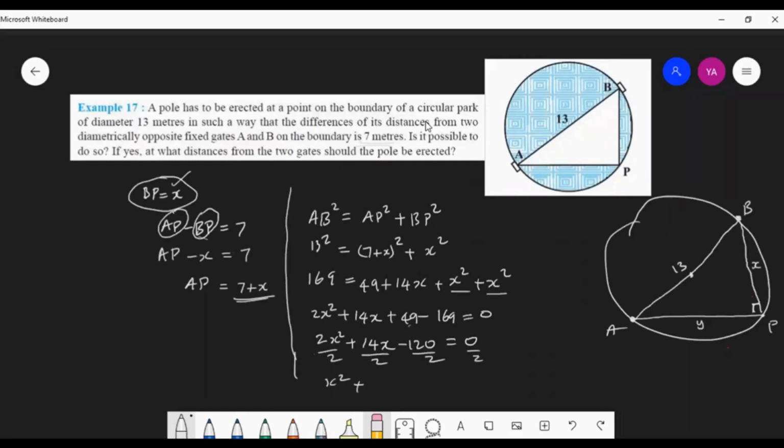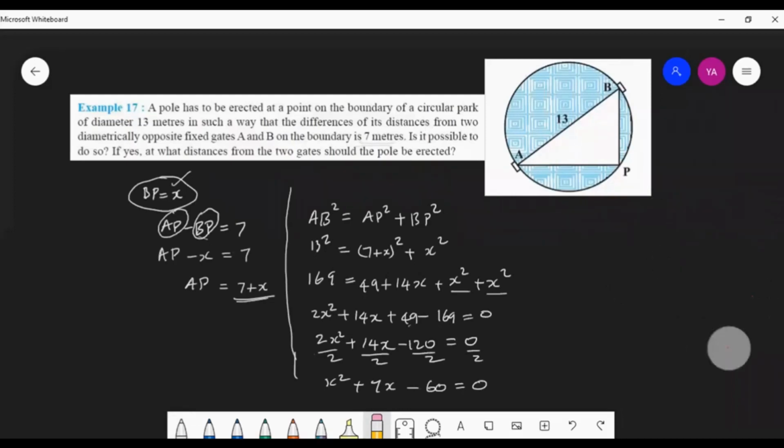x square plus 7x minus 60 is equal to 0. So now identify a, b, and c. Then apply the quadratic formula. So a, b, and c: a is equal to 1, b is equal to 7, c is equal to minus 60.